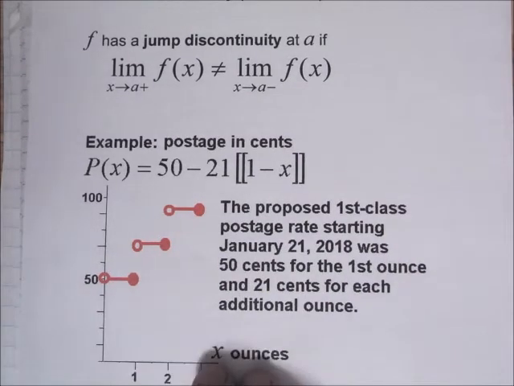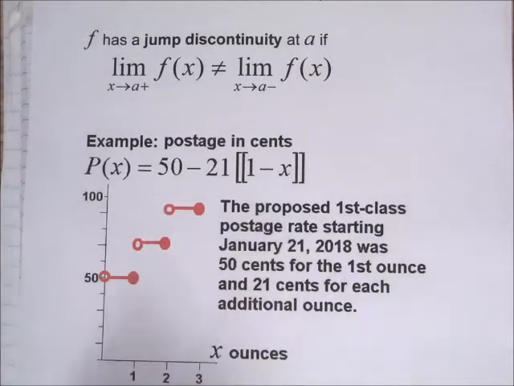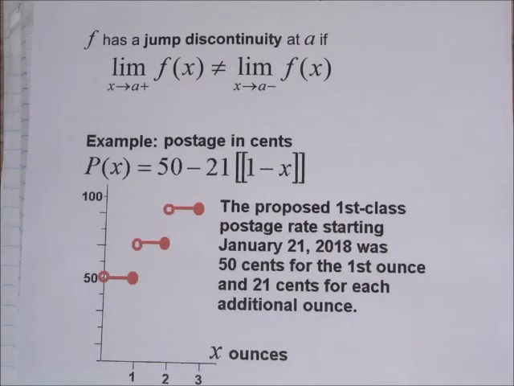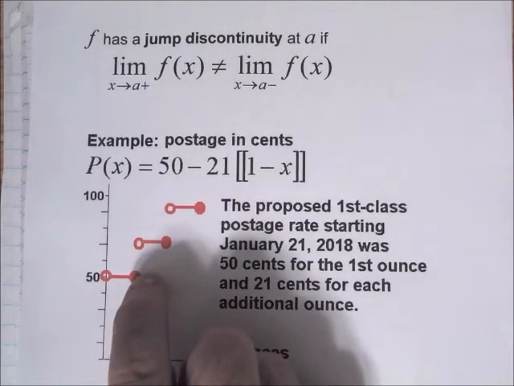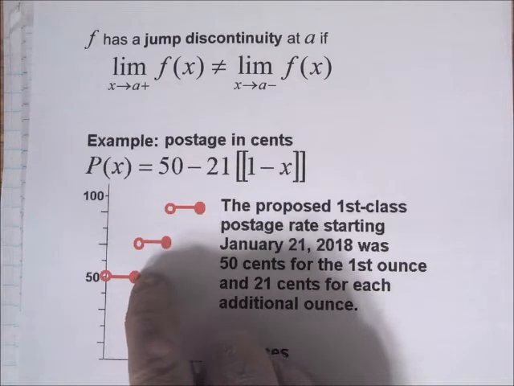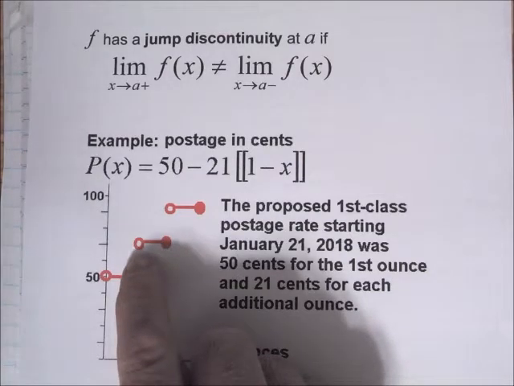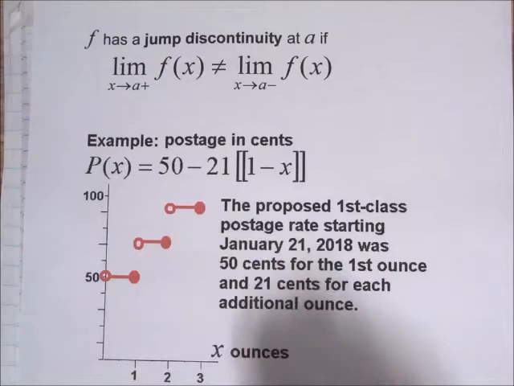These are what's called jump discontinuities. Just defining one point is not going to remove the discontinuity. So this is not a removable discontinuity, but a jump discontinuity. The function jumps up: at 1 ounce the rate is 50 cents, and then if it's a little bit more than an ounce, it jumps up to 71 cents. So that's called a jump discontinuity.